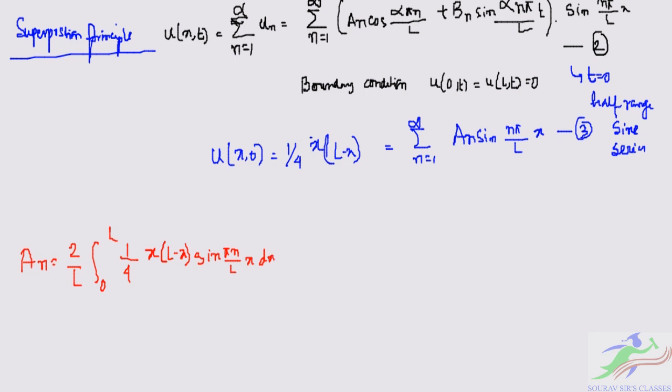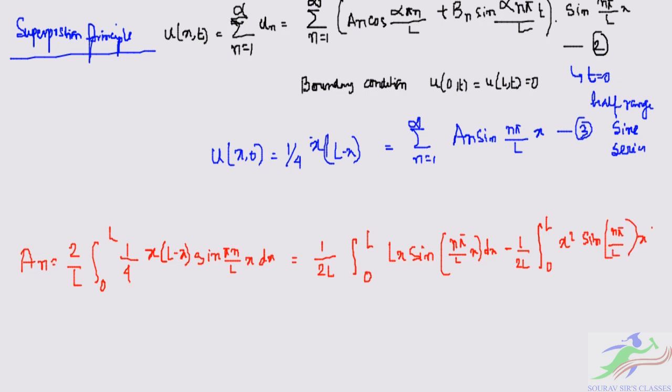So if we solve this, the first step is, since 2 and 4 will cancel out, we get 1 by 2l integral 0 to l of l x sine of n pi x by l dx, minus 1 by 2l integral 0 to l of x square sine of n pi x by l dx.